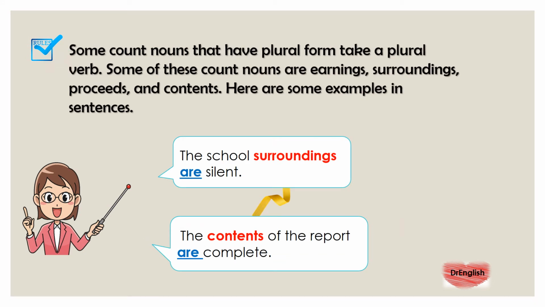The next rule says some count nouns that have plural form take a plural verb. Examples of count nouns with plural form are earnings, surroundings, proceeds, and contents. Here are some examples in sentences. The school surroundings are silent. So we have the count noun surroundings in plural form. And it takes a plural verb, are. The school surroundings are silent.